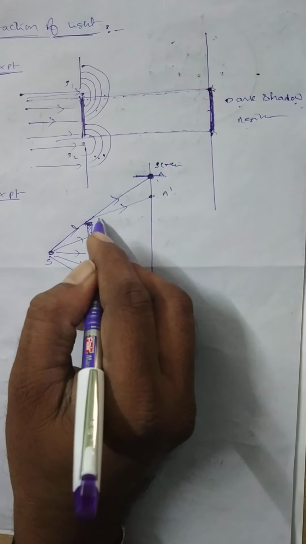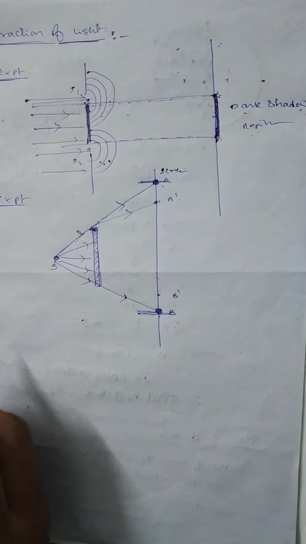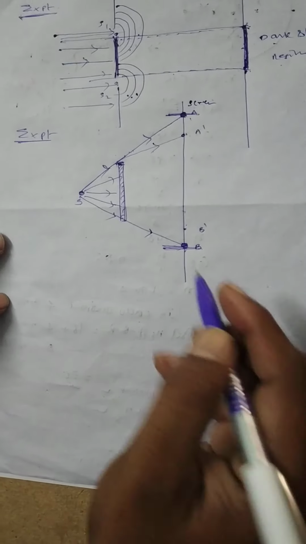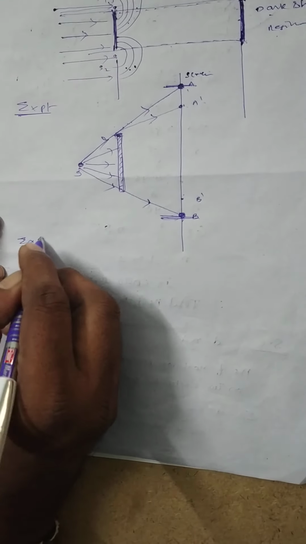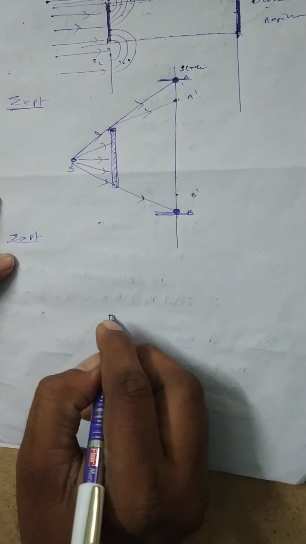This bending property of the light at the sharp edges of the obstacle is called diffraction. So this is the second experiment. Next one, experiment 3. Also here, let us consider an opaque material like this.